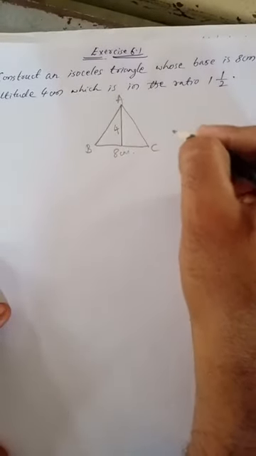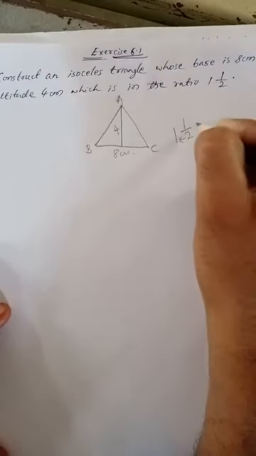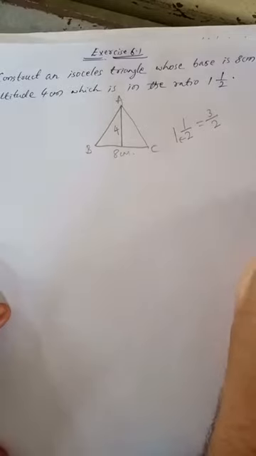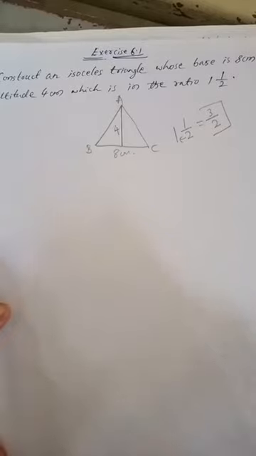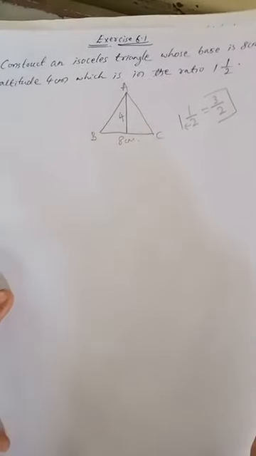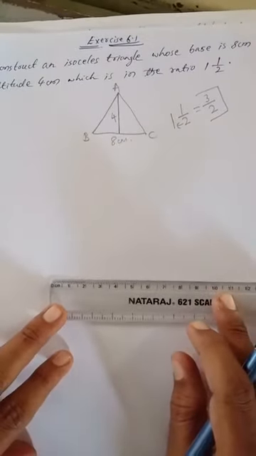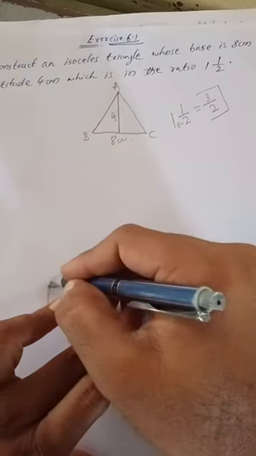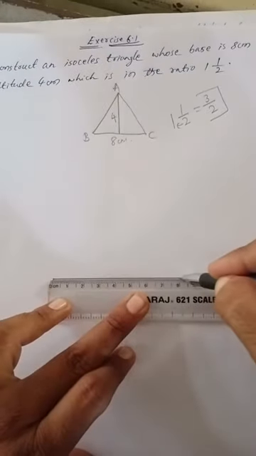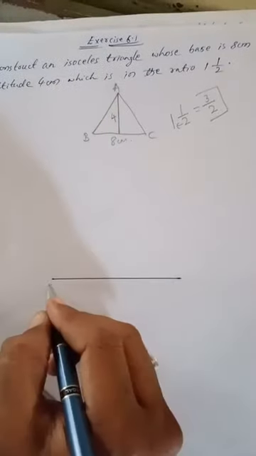And the ratio they have given is 1 integer 1 by 2. It means you should multiply: 2 ones are 2, 2 plus 1, that is nothing but 3 by 2. So the ratio we have to take is 3 by 2. Let's see how to draw that. Let me explain step by step. First, we must make a line that is the base of 8 centimeter. So let me draw here. Yes, this is the line which is of 8 centimeter, which I can call BC.